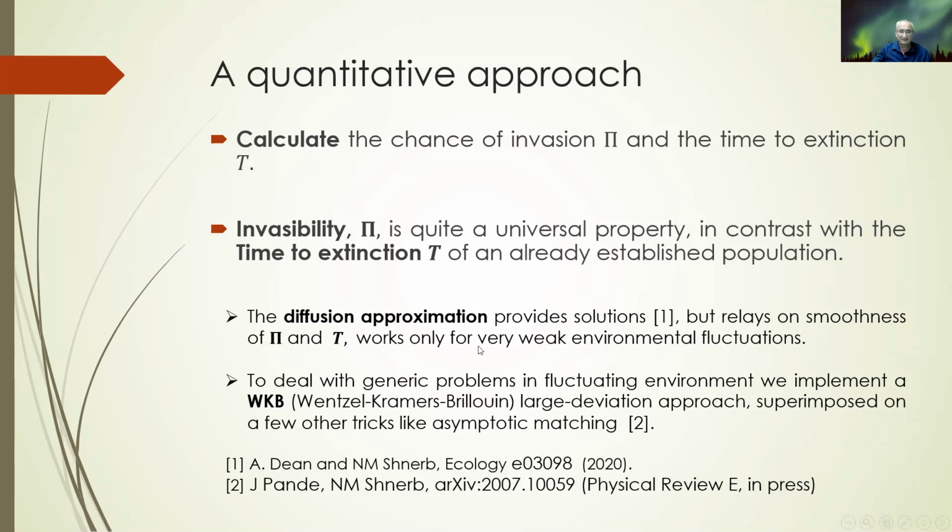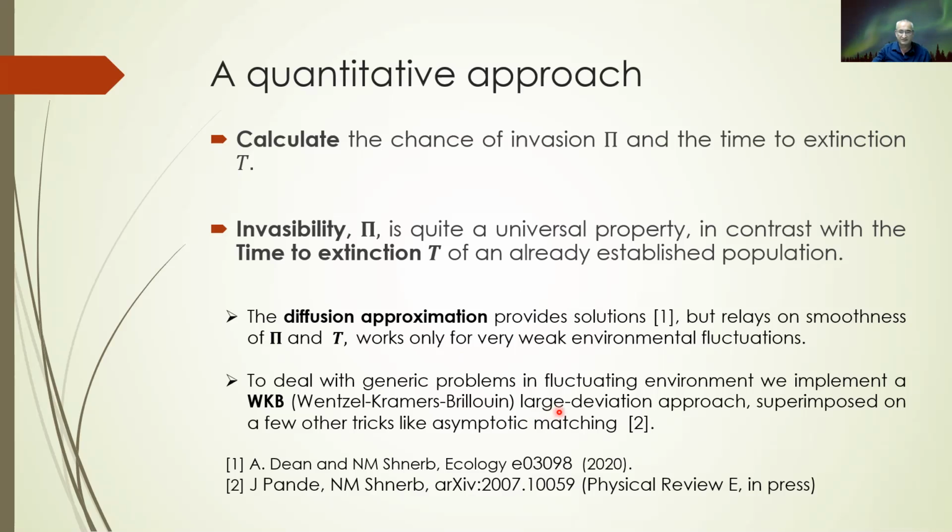The reason is that the diffusion approximation assumes that the quantities at hand, like T and pi, are smooth over the integers, and this is not true when the environment fluctuates. So the diffusion approximation works for a fluctuating environment only if these fluctuations are very weak. We can gather some insights from this, but if we want numbers, this is not what we want to do.